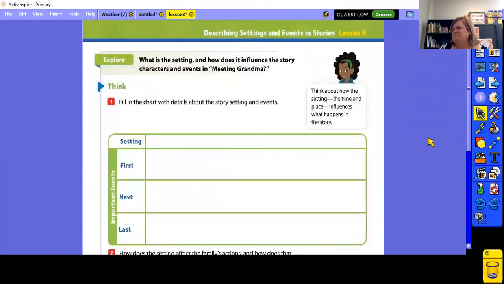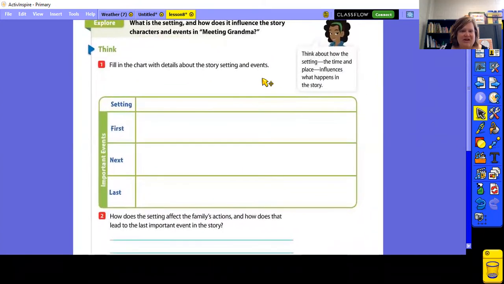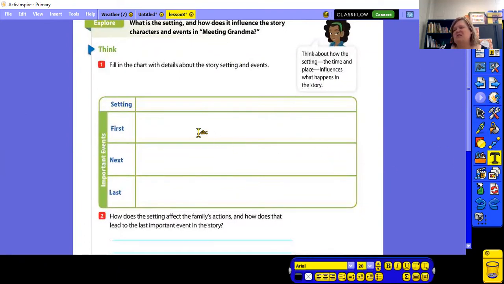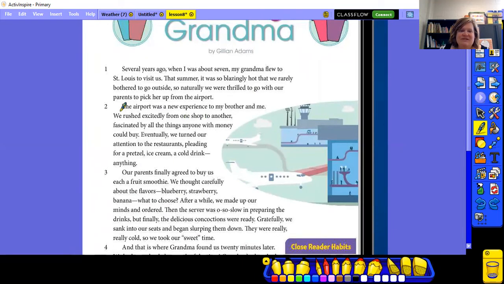So we're going to look at what is the setting and how does it influence the story characters and events in Meeting Grandma. So of course, if you're thinking about the setting and you're thinking about this story, where did it take place? I'm going to give you a second. All you have to do is look at the picture. Where did it say this story took place? If you said the airport, you were right. There's an airplane. You can see that it's at the airport, and there's the towers. They show where they're flying in and out of.